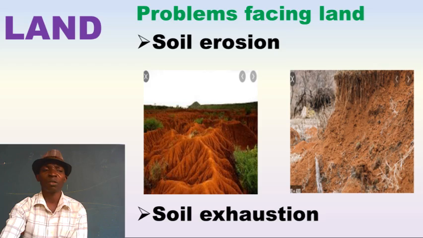Soil exhaustion. This is where the soil loses its fertility. You plant crops, and the crops will not grow. Why? The soil got exhausted. The nutrients were all removed from the soil.